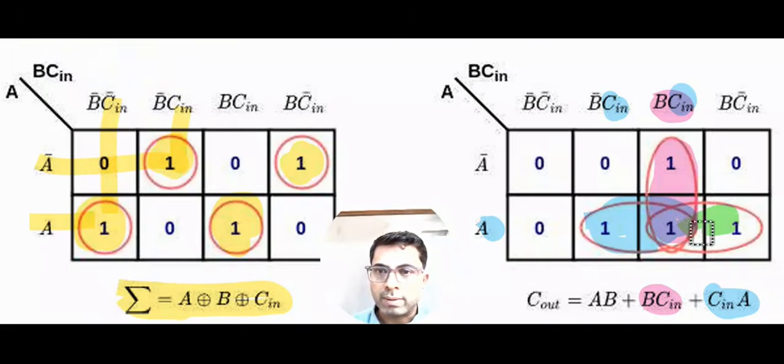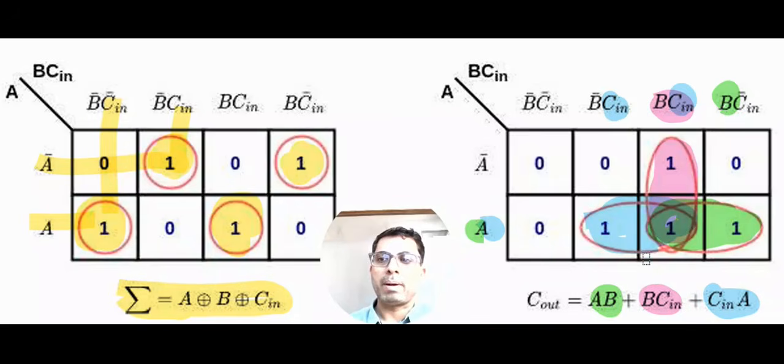The last pair is this one. So how to write the equation for this one? Yes. How many rows are there? 1. That is A. Yes. And how many columns are there? 2 columns. And which is common? B is common in that. Wait a minute, how many columns are there? No, not B. B is common there. Yes, so you need to write B. That is A into B. So this is my A into B. Okay, like that you can write the equation from the K-map, right?